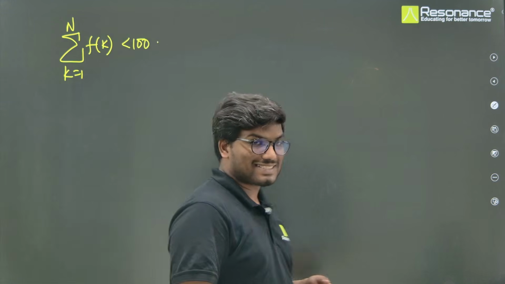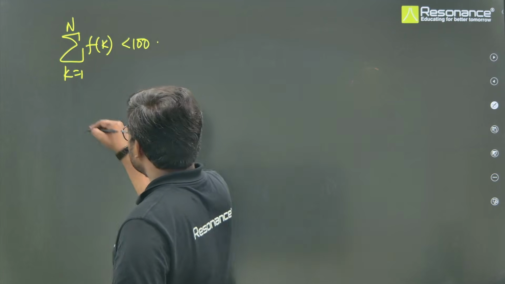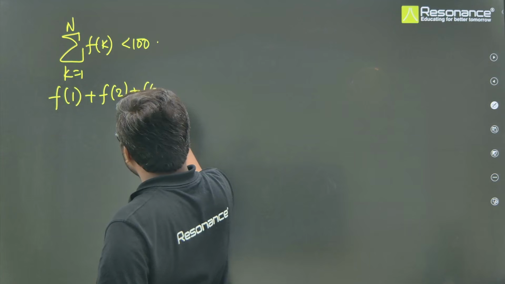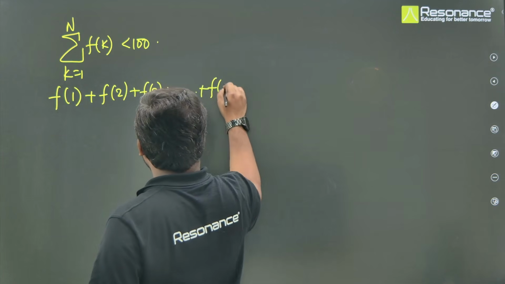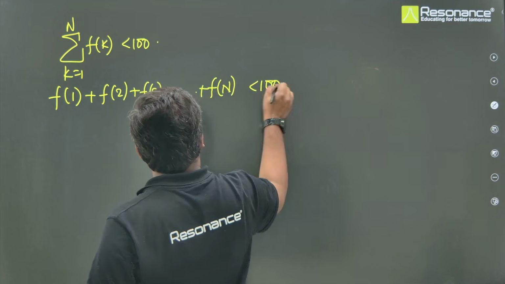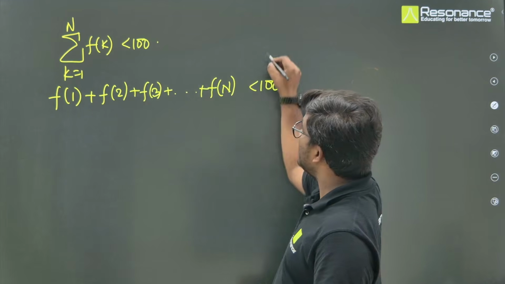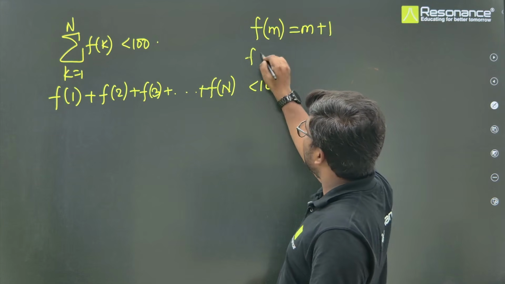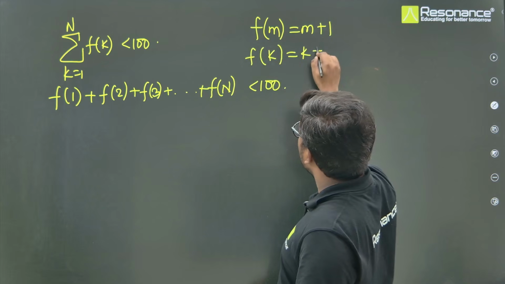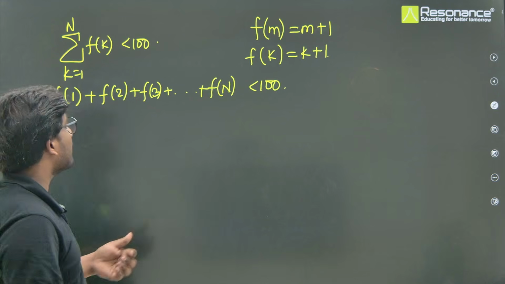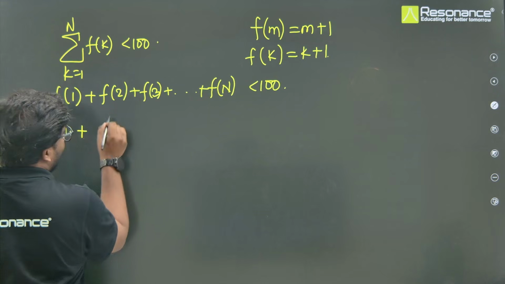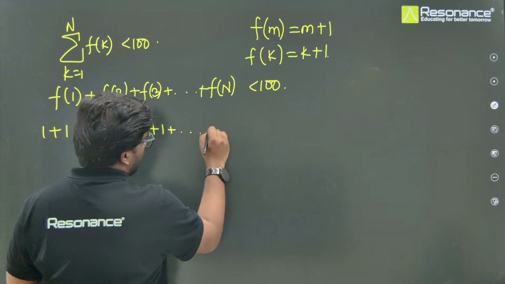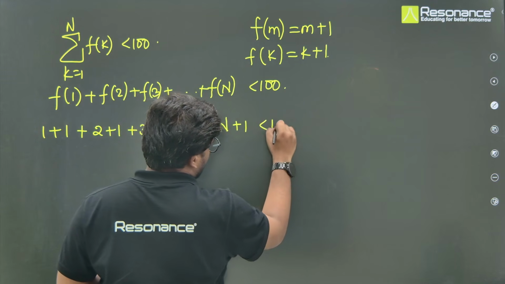So what does this indicate? This indicates f of 1 plus f of 2 plus f of 3 and so on plus f of n is less than 100. And what did we get as the solution for the functional equation? f of m became m plus 1. So f of k becomes k plus 1. So f of 1 is 1 plus 1. f of 2 is 2 plus 1. f of 3 is 3 plus 1, and so on, plus n plus 1, is less than 100.